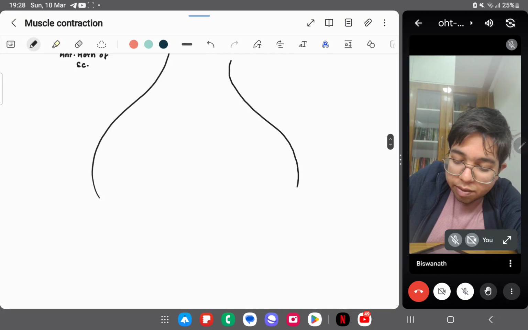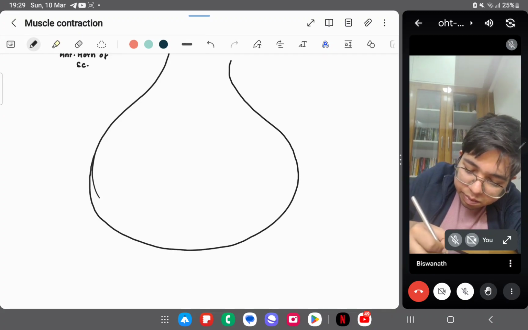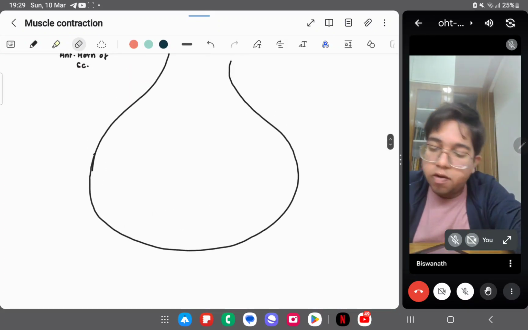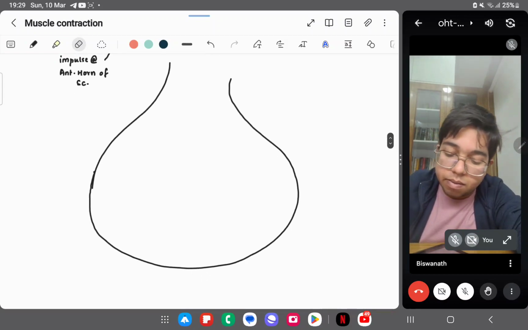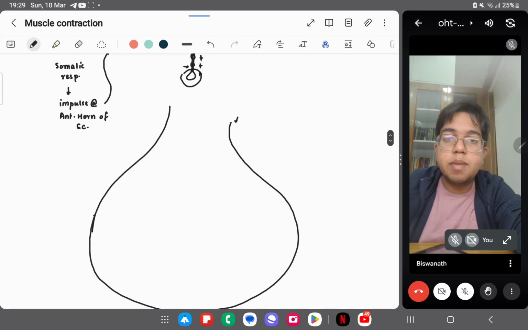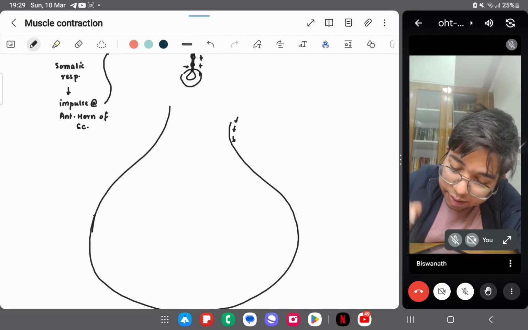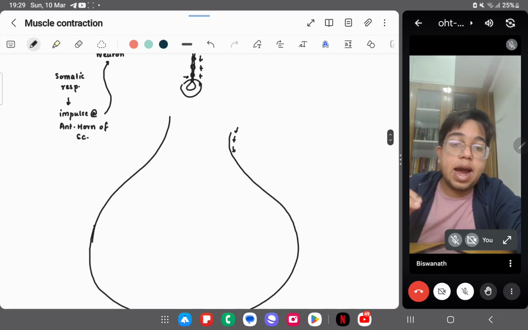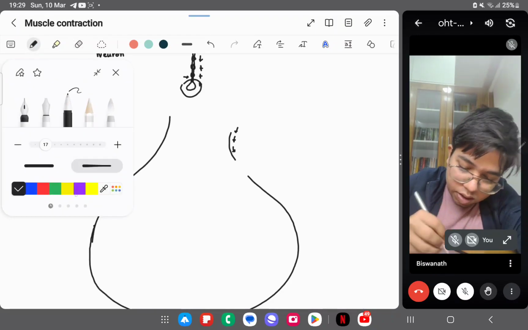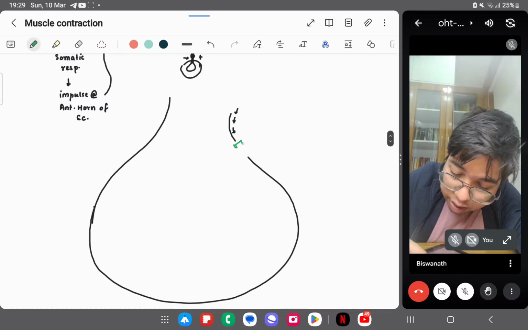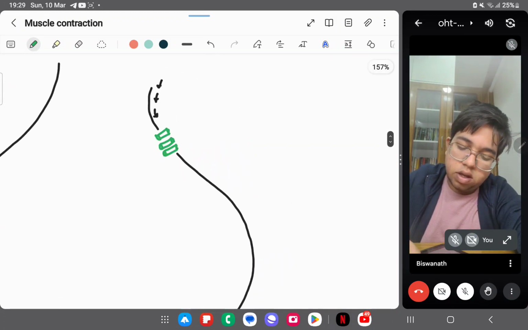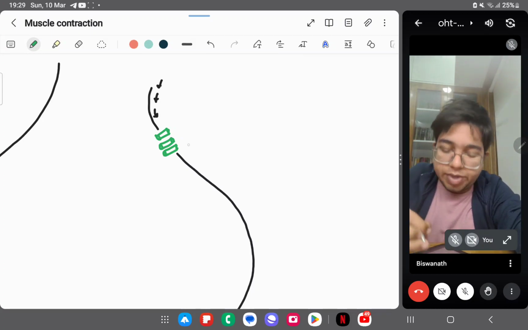Basically, I'm drawing one. Just pay very minute attention to what I am drawing over here. The impulse reached here. It came by this. And when it reached the sodium channels, here we'll draw some sodium channels. Let's try it with green. I'm zooming it in. These are your sodium channels.